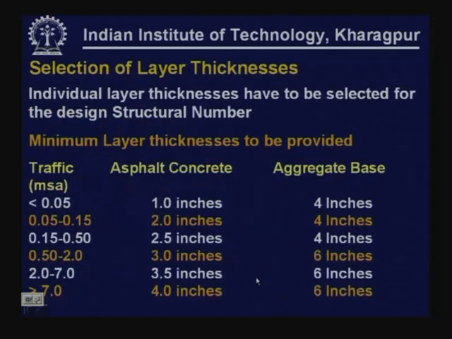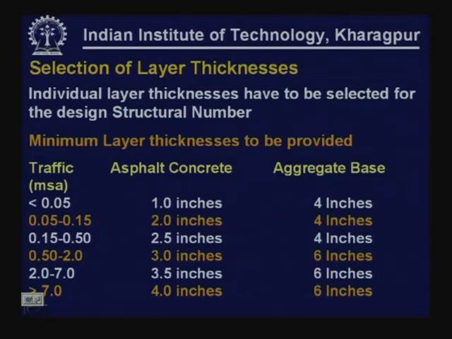We have to put all these inputs in the performance equation, W18 equal to a function of all the parameters that were given earlier. Putting all these parameters there, we can work out the structural number from that equation. So what we get is the structural number from the equation that has to be split into different layer thicknesses and different material properties. So individual layer thicknesses have to be selected for the design structural number.